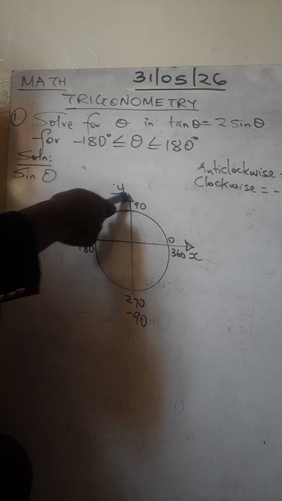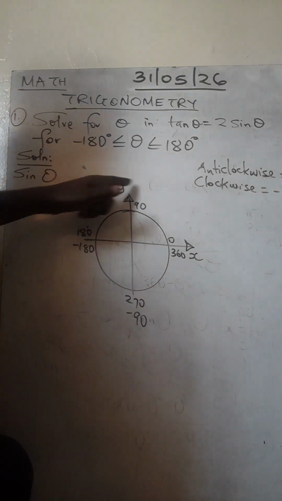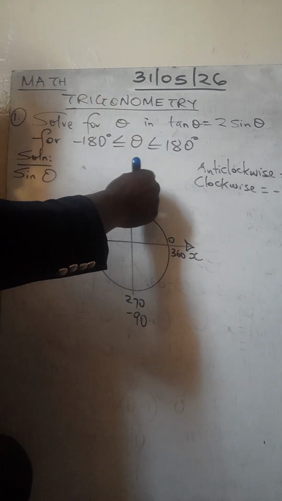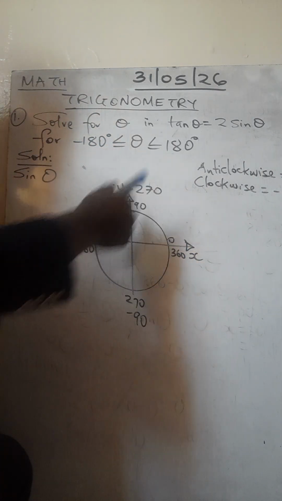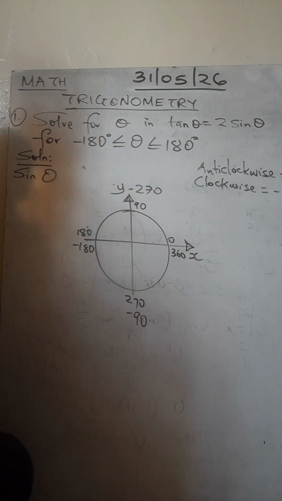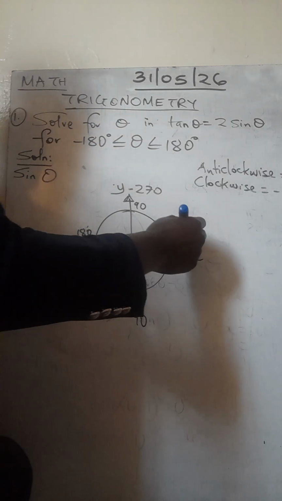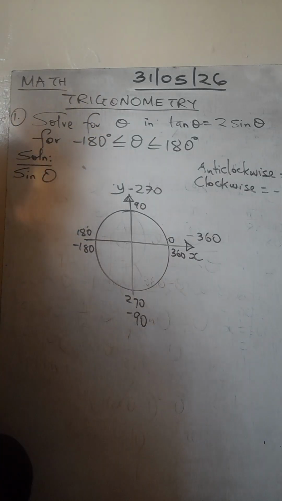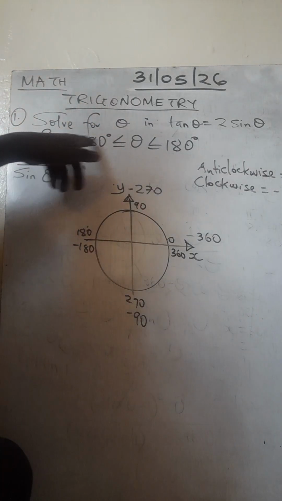You continue going this way. Negative 180 minus 90, that is negative 270. Negative 270 minus 90 again is going to be negative 360. Now let us stick to what we have here.